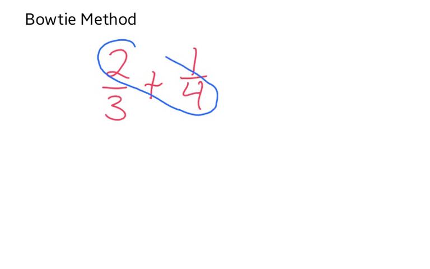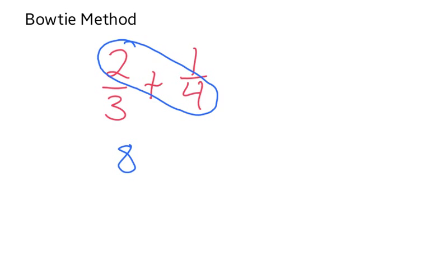Now the Bowtie method is a little bit different, but it involves similar ideas. If I take my same fraction, 2/3 plus 1/4, what we're going to do for the Bowtie method is take the numerator of our first fraction and multiply it by the denominator of our second fraction. 2 times 4 is 8.